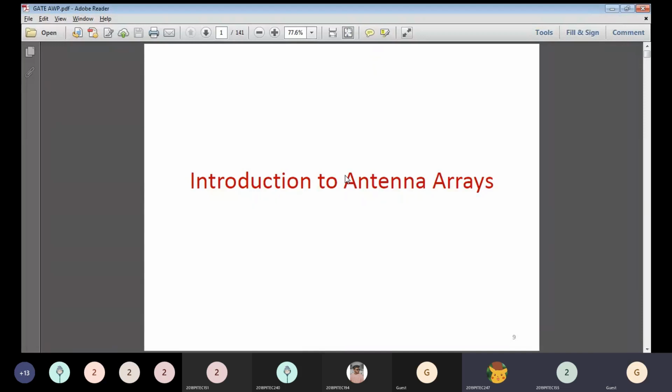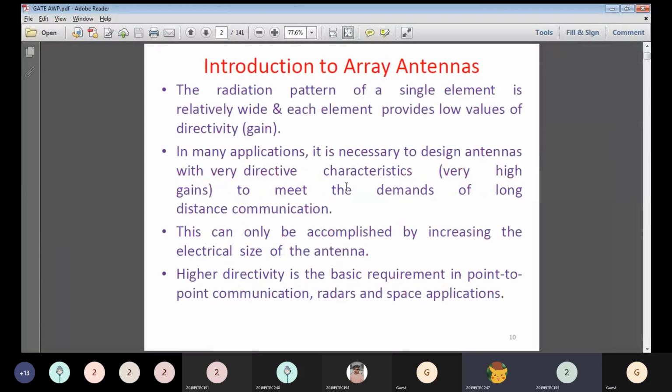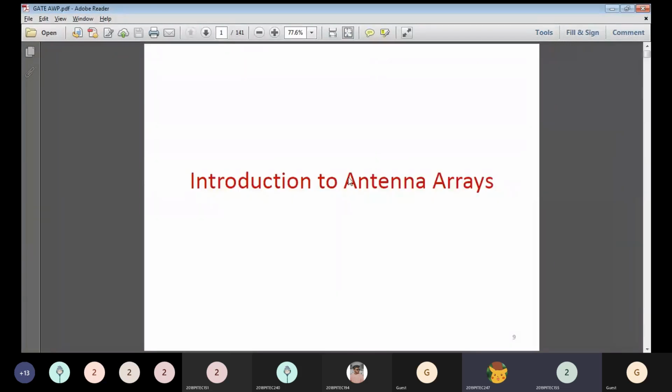In the case of the field pattern, the radiation is expressed in terms of field strength. That is called the field pattern. Next, we have the power pattern. The power pattern is nothing but... and you have to know about your beam solid angle and beam area.